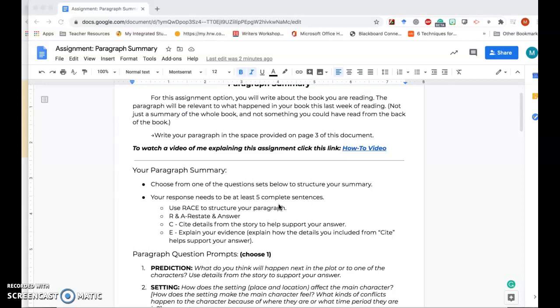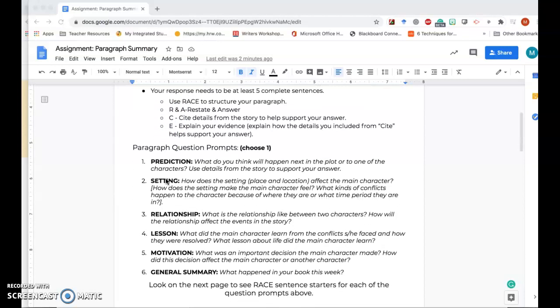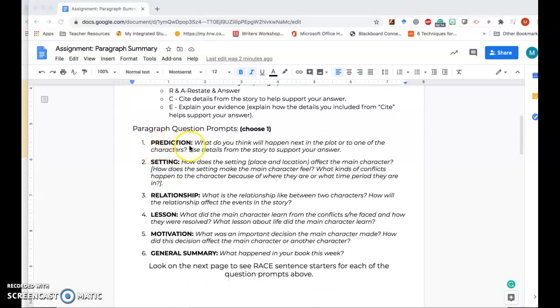I'm going to ask you a question and then you're going to answer that using the RACE response. Again, make sure your RACE response still has 5 sentences though. And in case you forgot, RACE is right here. So the questions that you can choose from are prediction. So what do you think will happen next in the plot or to one of the characters? So use details from your source to support your answer. So that is one option for you.